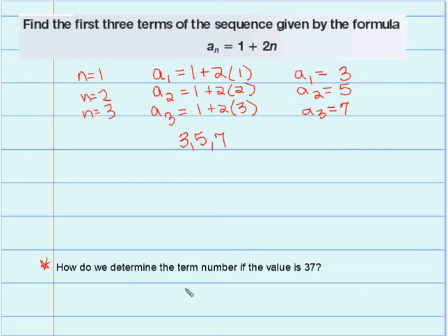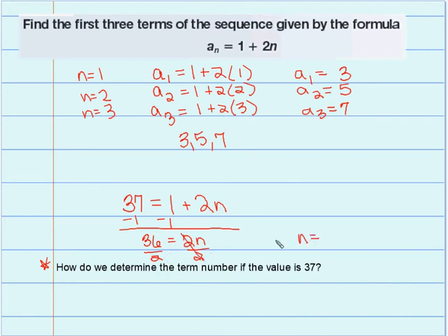Now, what happens down here? How do we determine the term number if we know the value of the term is 37? So if we know the value is 37, we know that that's our a sub n number. And we would solve this equation for n. So you'd use the inverse and subtract 1 from both sides. Get 36 equals 2n, so divide both by 2. That leaves n equals 18. So the 18th term is 37.